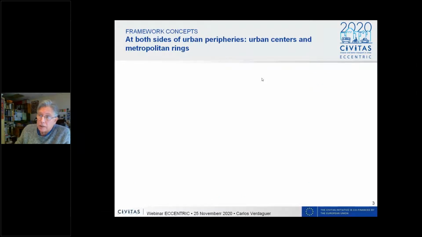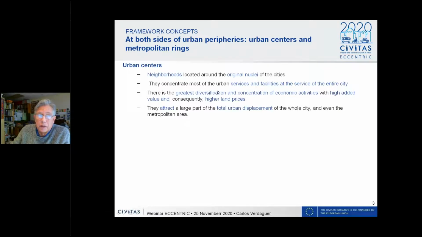And what are both sides, the inner side and the outer side of these urban peripheries? On the inner side, toward the center in this radial structured system, there are the urban centers. They are the neighborhoods located around the original nucleus of the cities. This is especially the case in European cities, especially the big ones, where there is a core from centuries ago, and sometimes a medieval center, and around these are the 19th century extensions normally, and all these together form the original nucleus of the cities, especially, as I say, in the European context.